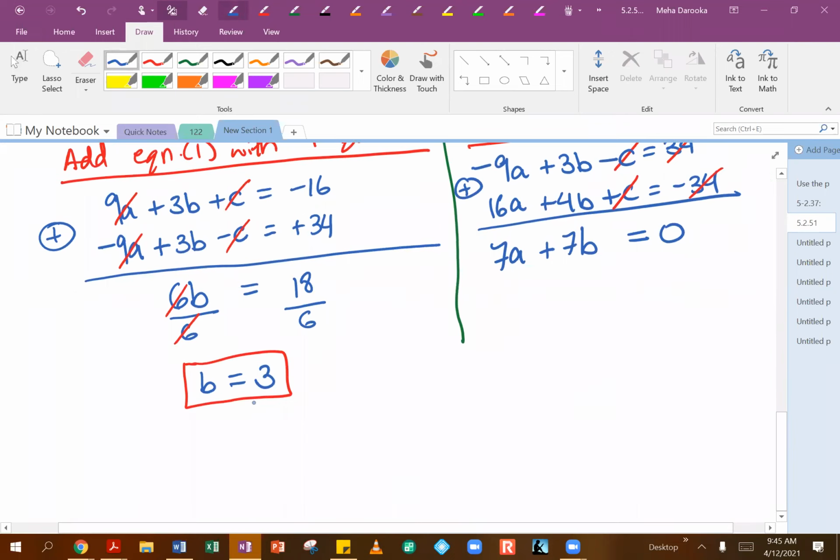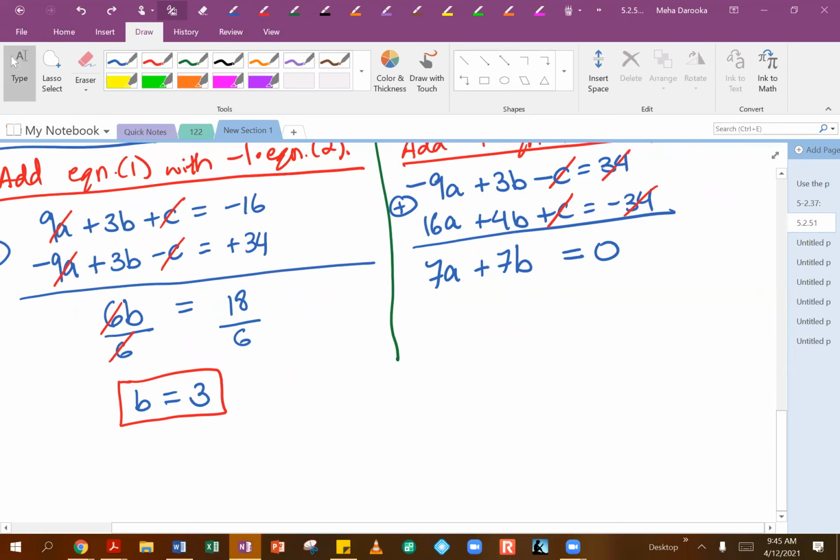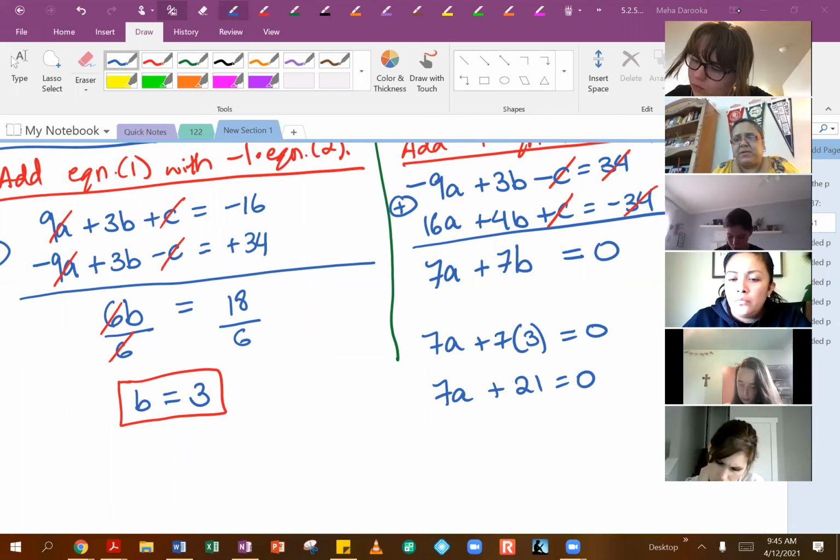Since we already found the value of B in this first part of our equation, you can actually substitute your value over here for B, and go ahead and find what A will come out to be. So we have 7A plus 7B. So we'll substitute that B with 3, equals 0. So that will end up giving us 21 equals 0. So what does your A value come out to be?